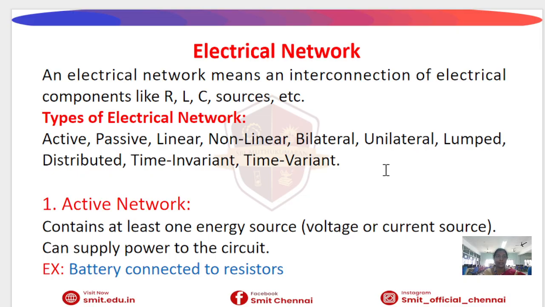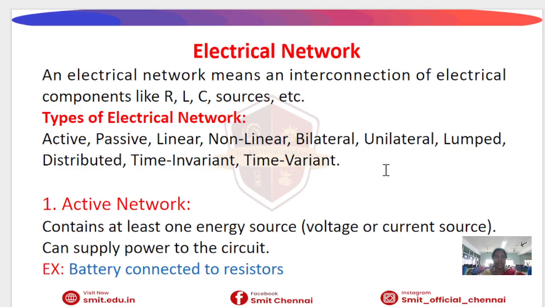Next one is the electrical network. What is an electrical network? The electrical network is an interconnection of electrical elements, like R which is connected to the L, and L which is connected to the C, and C which is connected to the R. The basic components are R, L and C, that is resistor, inductor and capacitor. If one component is connected with the other component, that is known as the electrical network. So these are said to be the interconnection of electrical components.